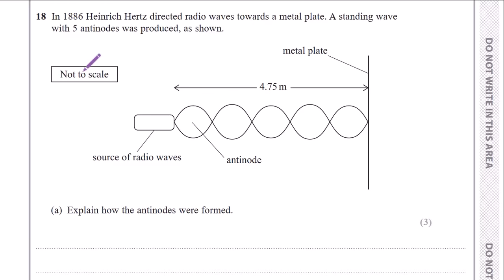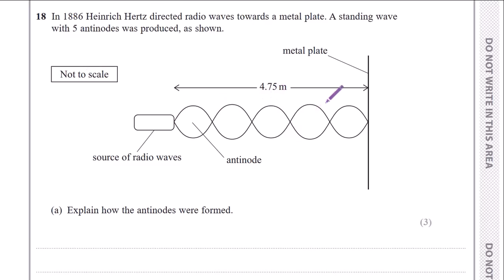So this question says, in 1886, Heinrich Hertz directed radio waves towards a metal plate. A standing wave with 5 antinodes was produced as shown. Explain how antinodes were formed. See, this is a slight variation of the question, how are standing waves formed? This is very similar to that question, but there is a slight twist. You need to focus on the antinodes bit, right?